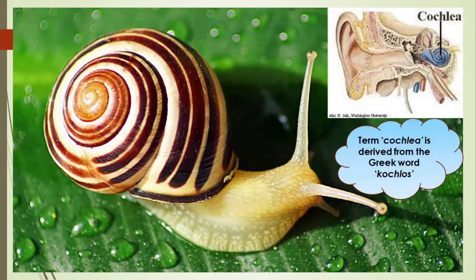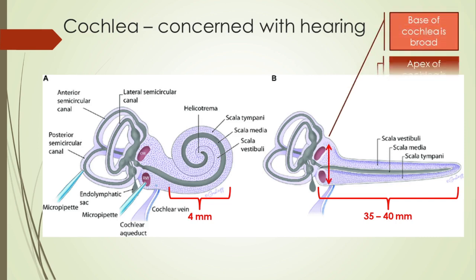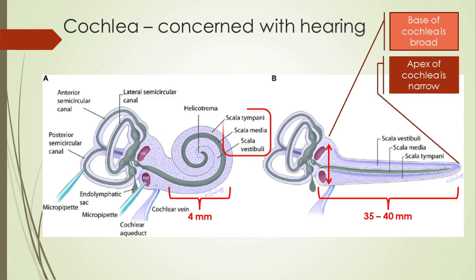The term cochlea is derived from the Greek word koklos, which means snail. You can see here the cochlea looks like the coiled shell of a snail. The size of coiled cochlea is only about 4 mm in diameter. If it is uncoiled, the length of the cochlea is about 35 to 40 mm. The base of the cochlea is broad and the other end of the cochlea is narrow and it is the apex of the cochlea. The cochlea has three parallel canals.